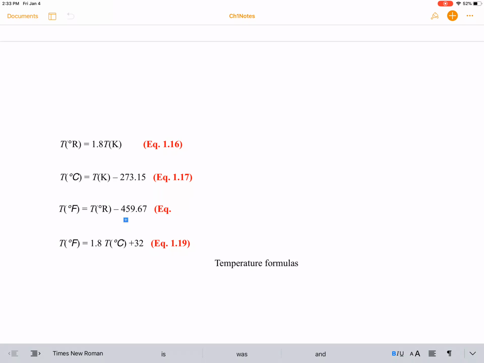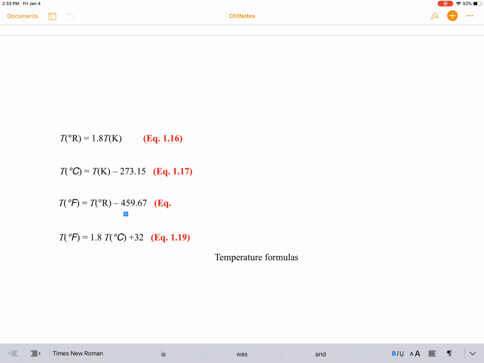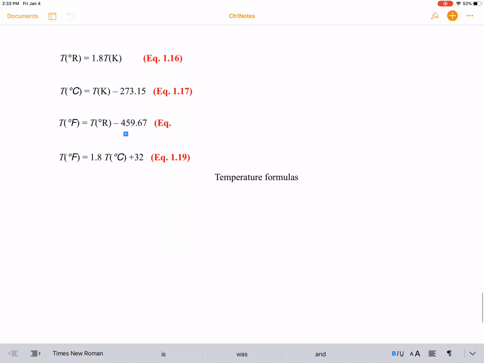And then for Fahrenheit, we go from Rankine and subtract off 459.67 degrees. And then another way to find temperature in Fahrenheit in relation to Celsius is to take 1.8 times the temperature in Celsius and add 32 degrees. Those are our temperature formulas.